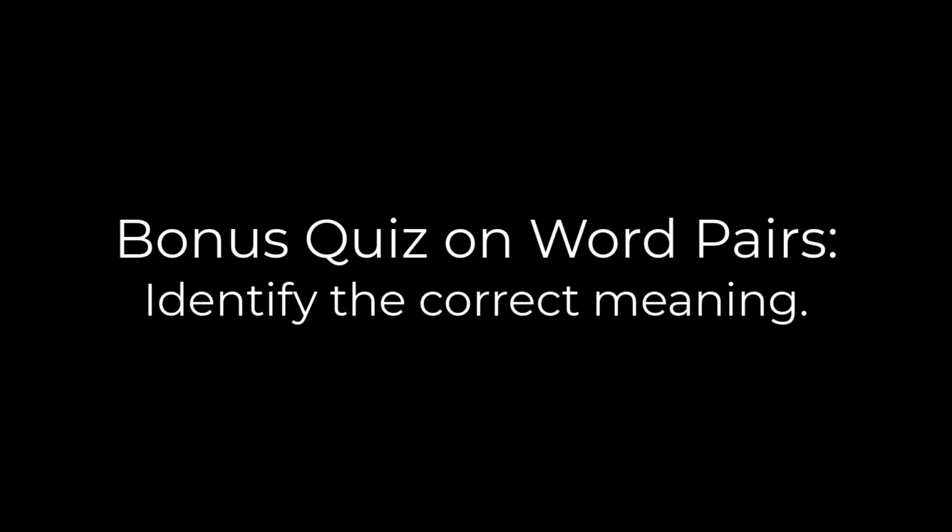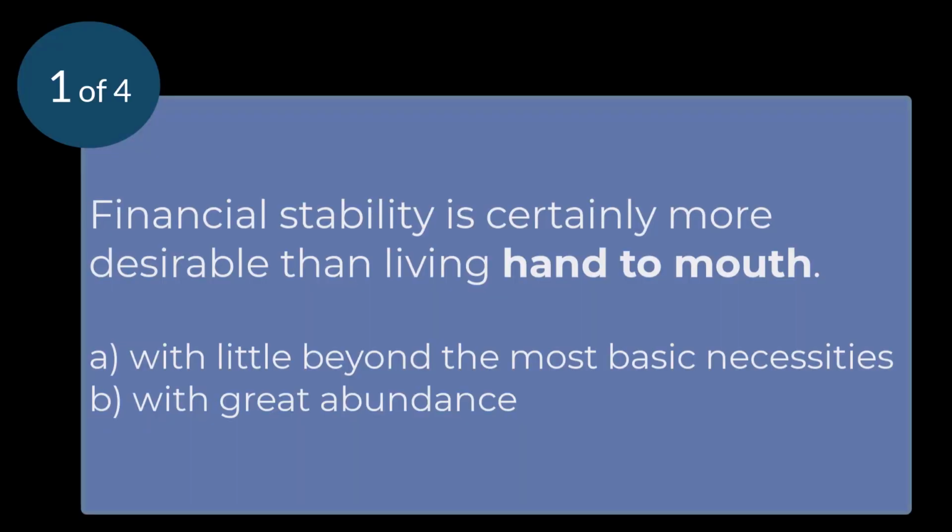Sometimes you'll hear word pairs and you'll have to make sense of them, just like you do with other vocabulary. See if you understand these word pairs. Identify the correct meaning. 1. Financial stability is certainly more desirable than living hand to mouth.